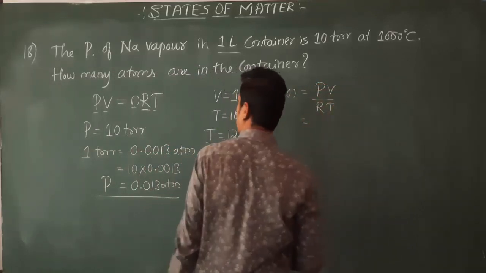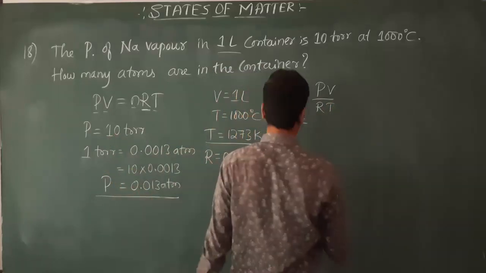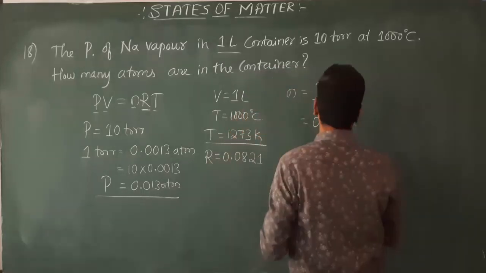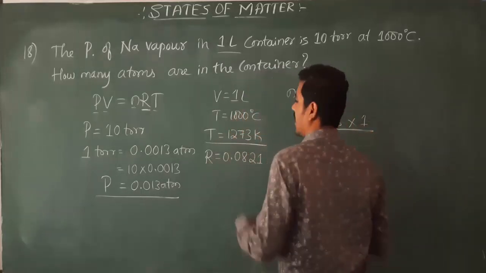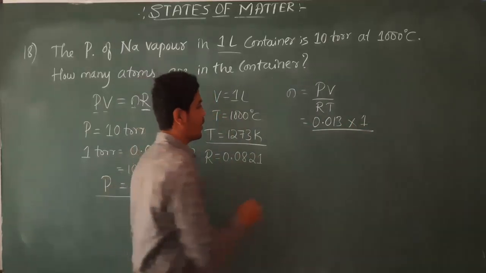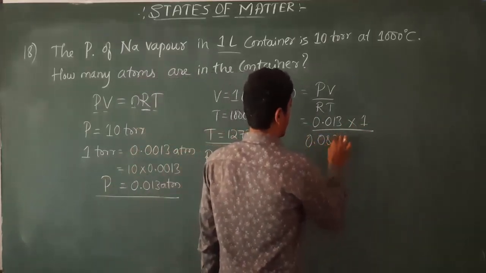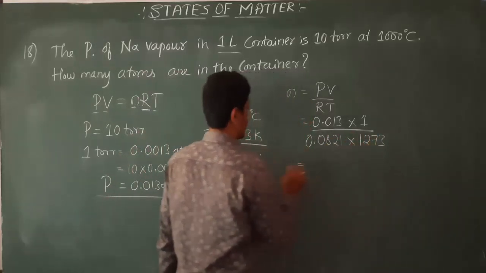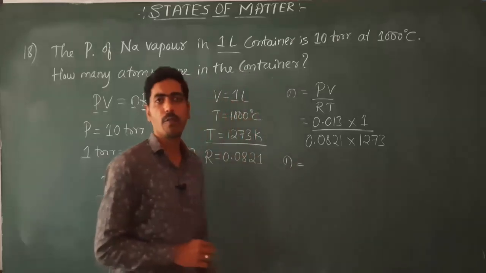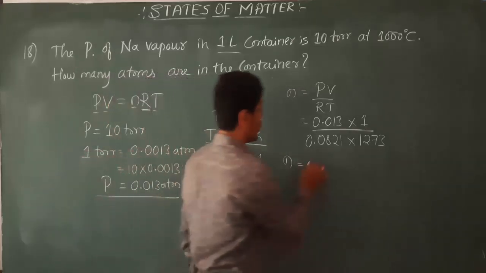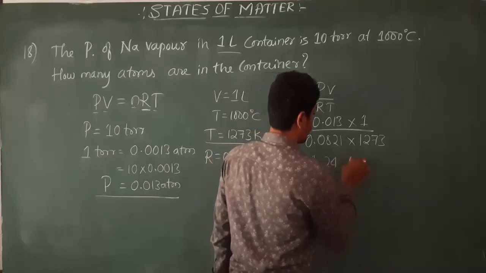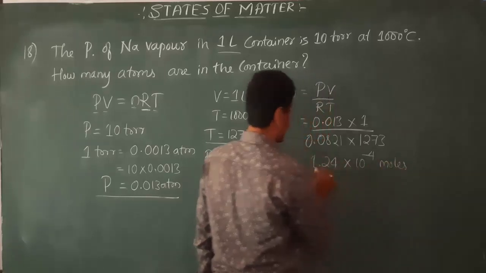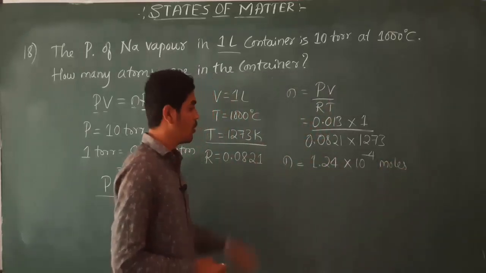So P is how much? 10 torr, that is 0.013 atm, into V is 1 liter. So 1 divided by R is 0.0821 and T is 1273 Kelvin. So how much you will get? The number of moles is 1.24 into 10 raised to minus 4 moles.